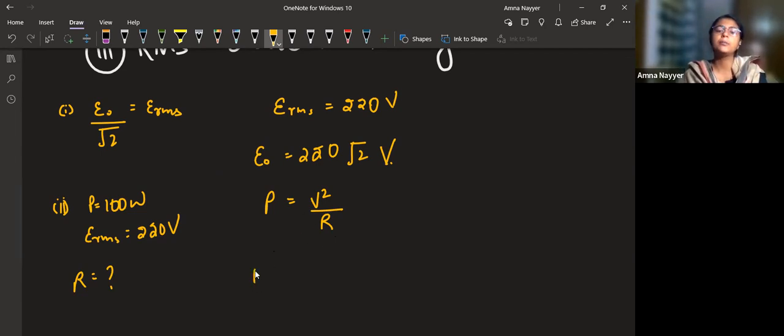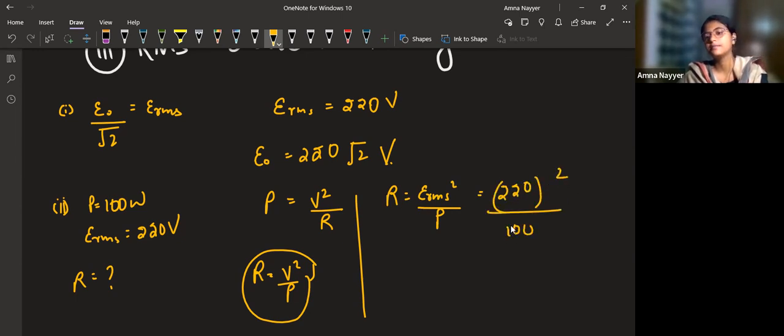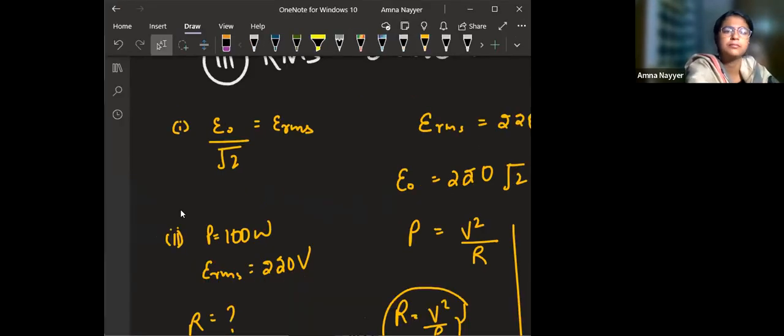From here, R will be equal to what? V square by P. And now if you write this formula in terms of ERMS, so resistance will be ERMS square by power. So that makes it 220 whole square divided by 100. So here this will be your answer.